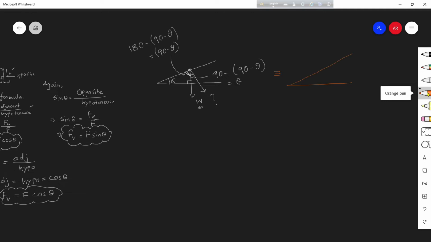I'm drawing it once again. This is here the object. Weight is acting vertically downward.